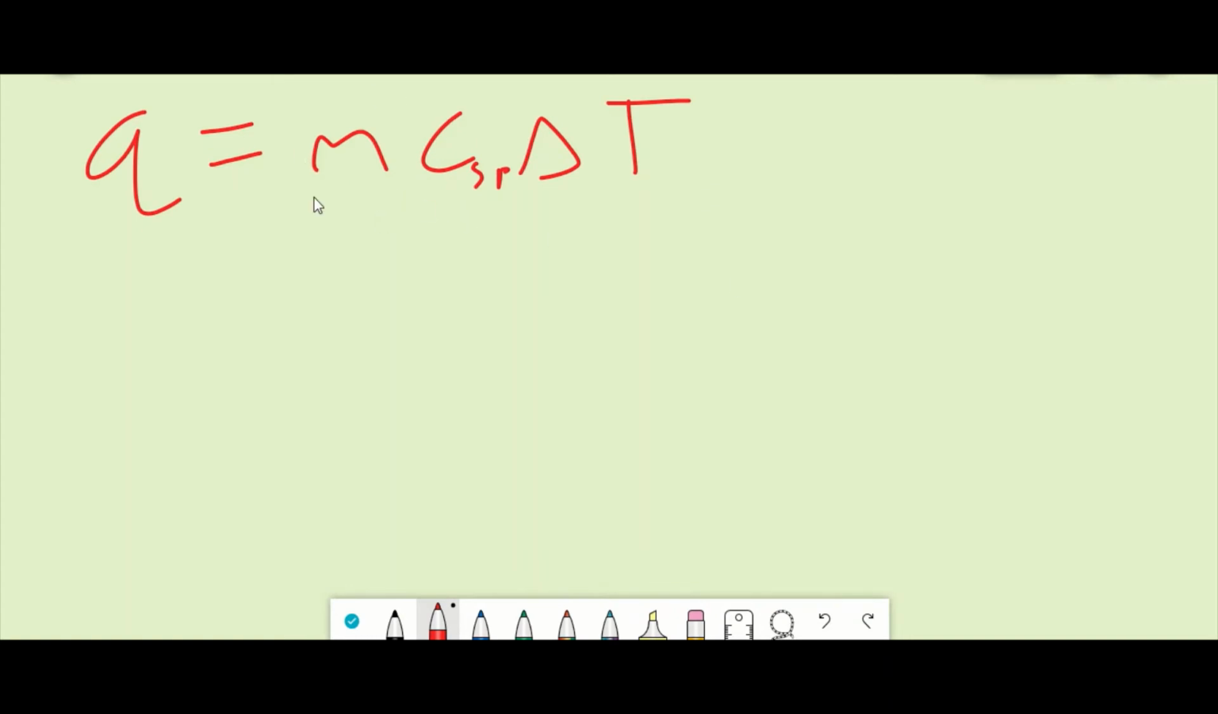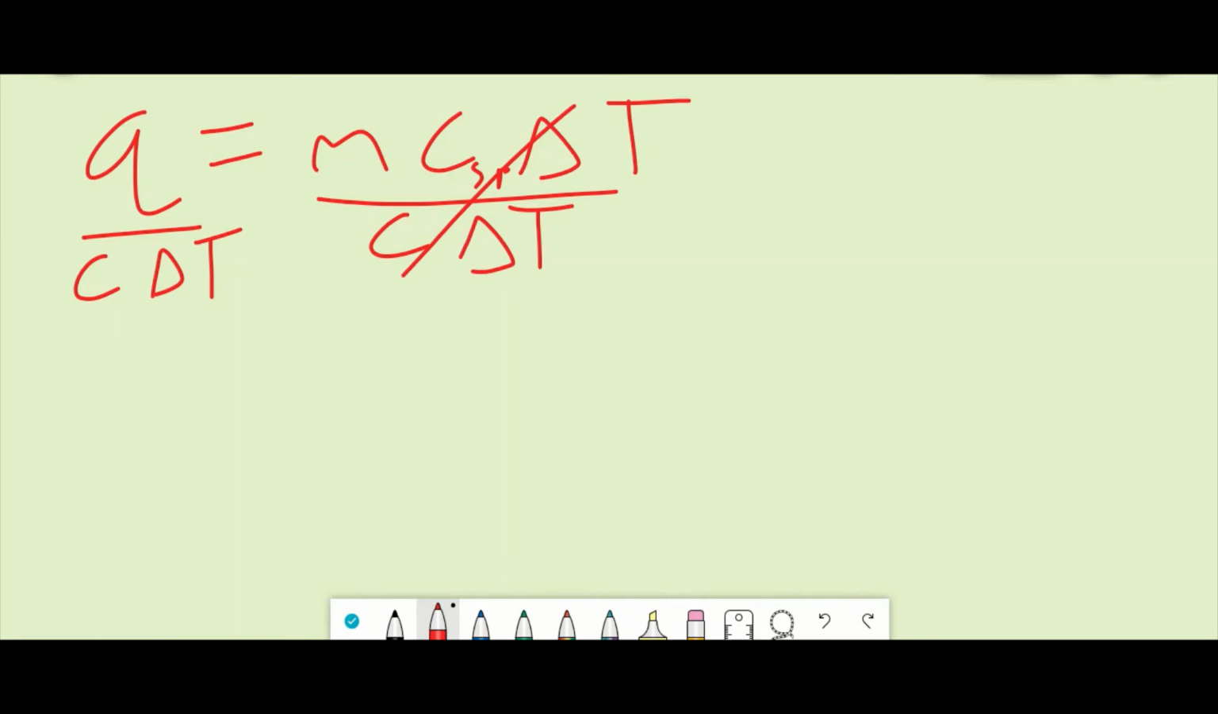But if you want to find the others, let's say you want to find M, you just have to make sure M is by itself. The way you do that is you divide the specific heat C and delta T from both sides. So let's divide both sides by C delta T, and this crosses out, and so we get M is equal to Q over C delta T.